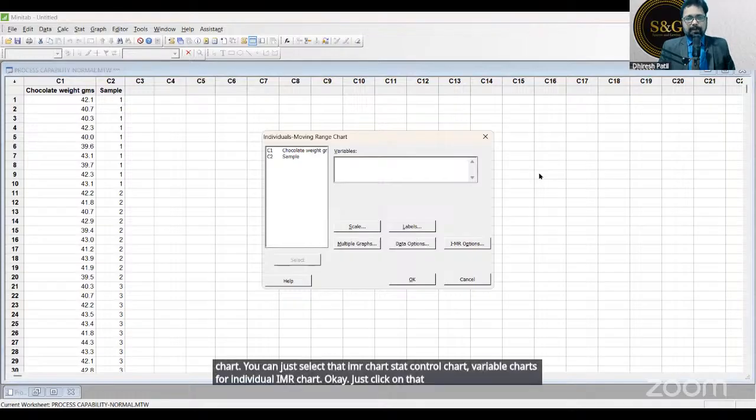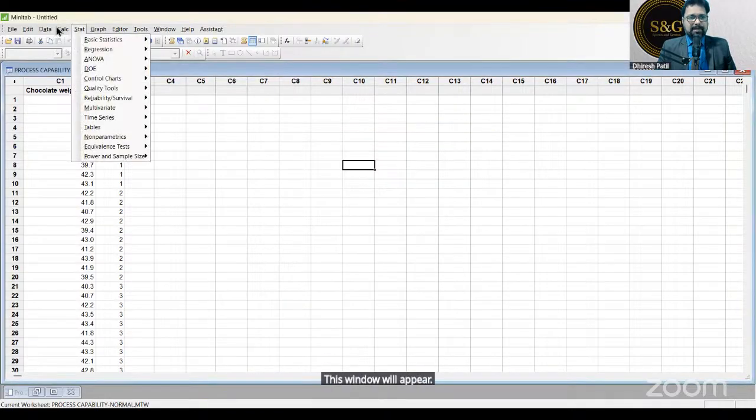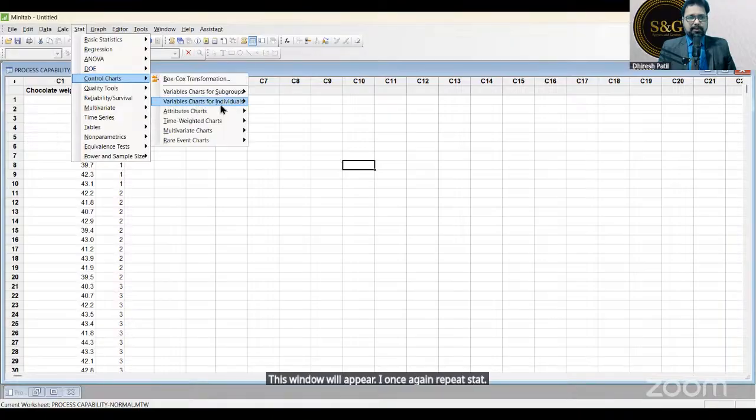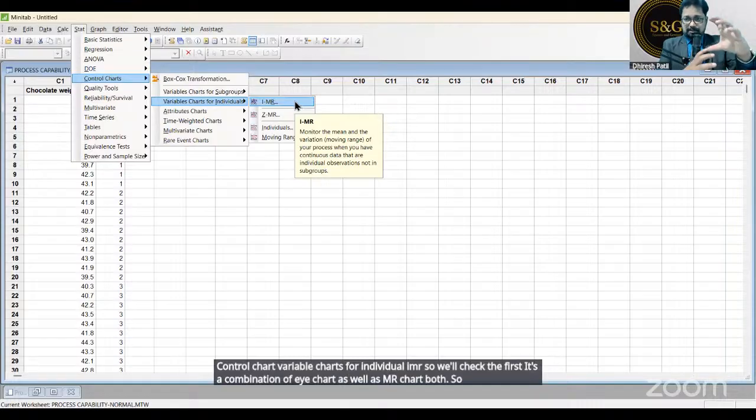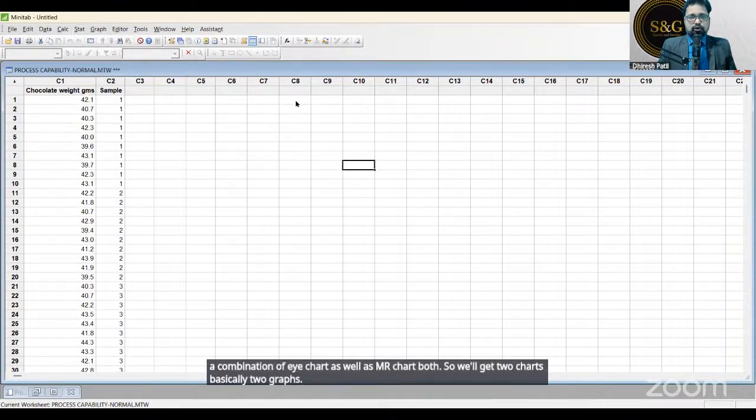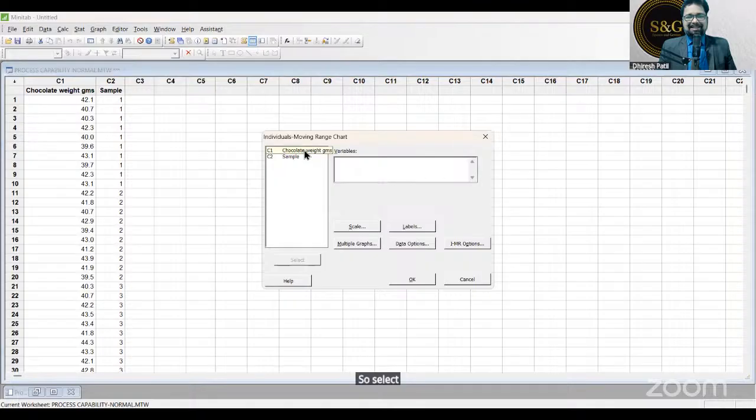This window will appear. I once again repeat: Stat, Control Chart, Variable Charts for Individual, IMR. So we'll check the first. It's a combination of I chart as well as MR chart, both. So we'll get 2 charts, basically 2 graphs. So select that and just select the chocolate weight here. That's it.